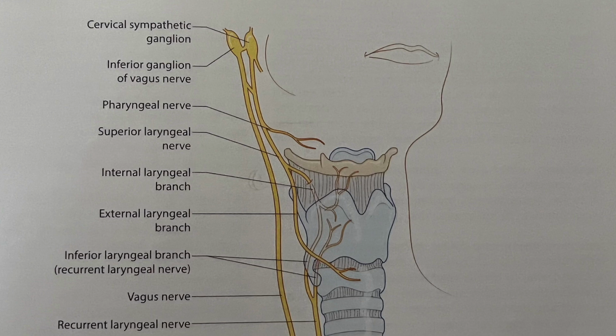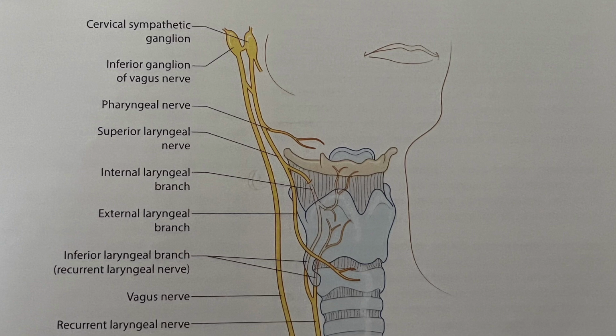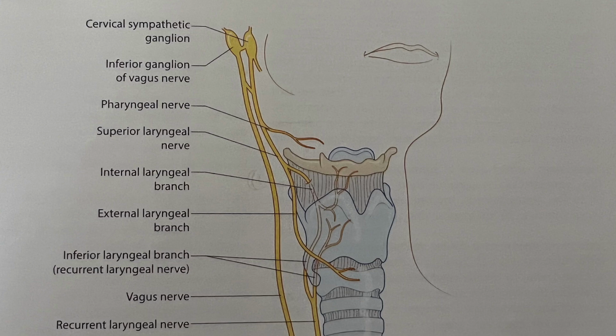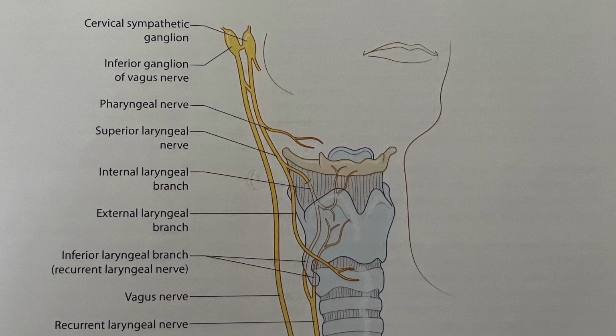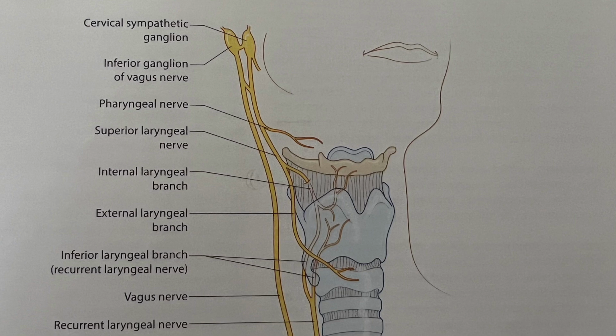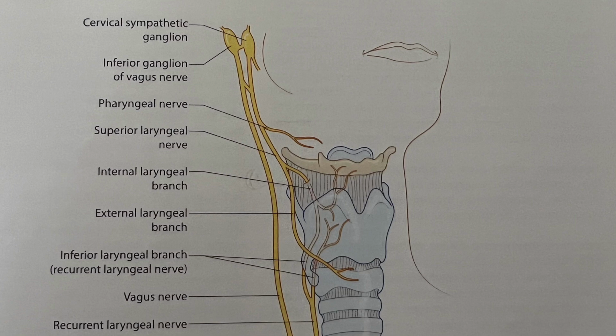This Galen anastomosis between the recurrent laryngeal nerve and superior laryngeal nerve is sometimes very important. If you damage a nerve during surgery, this Galen anastomosis sometimes compensates the neurological process. It helps the recovery of nerve damage during thyroid surgery. So this Galen anastomosis is very important.